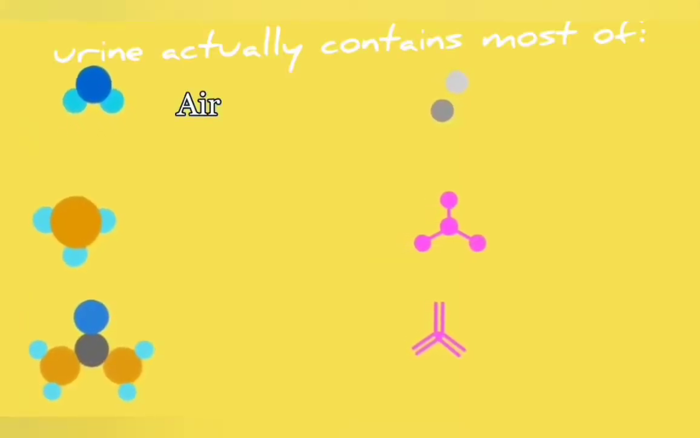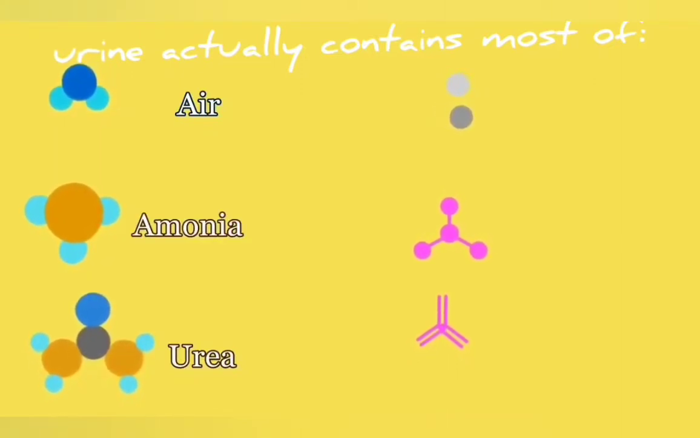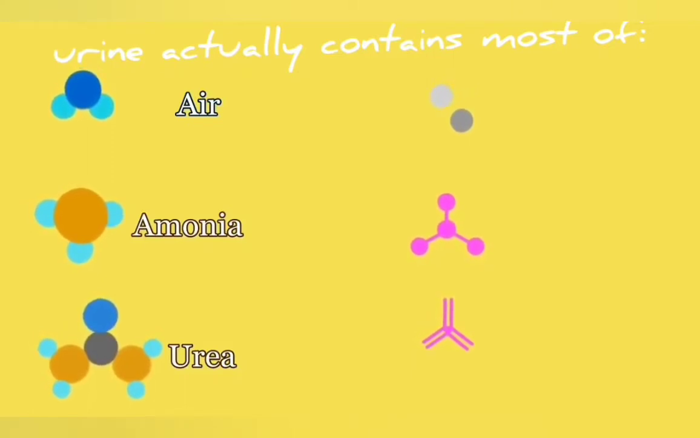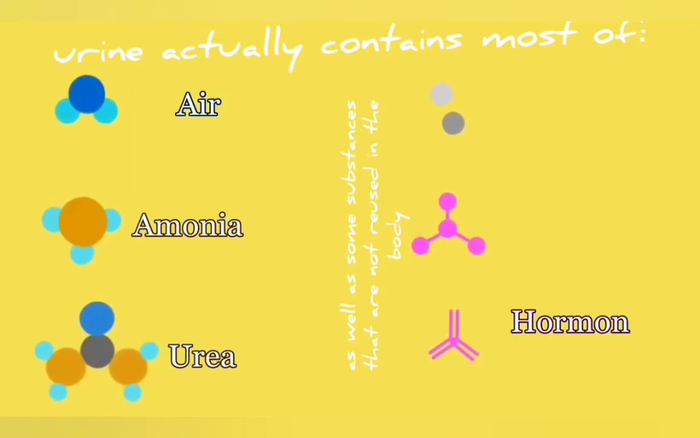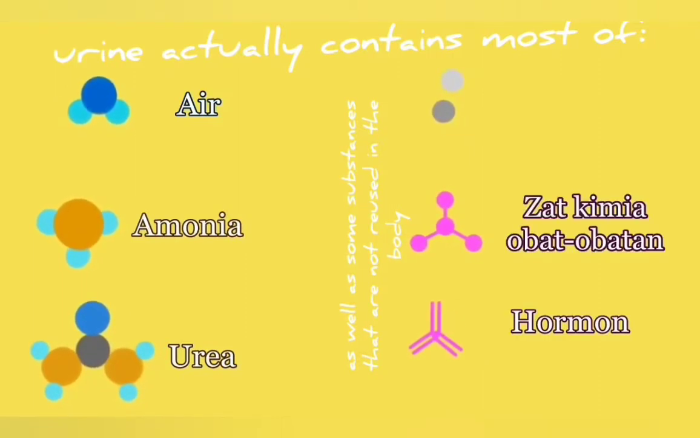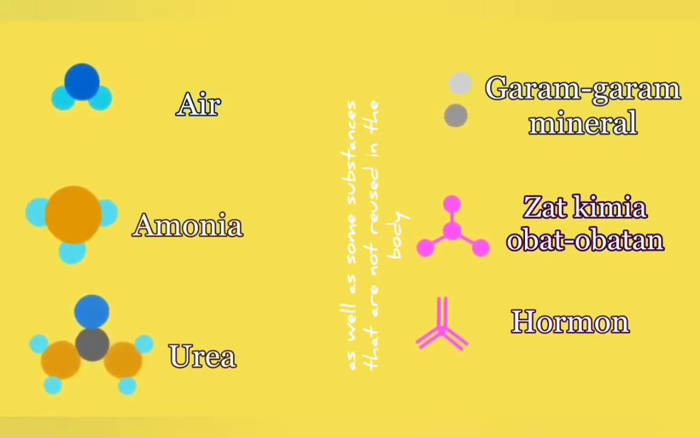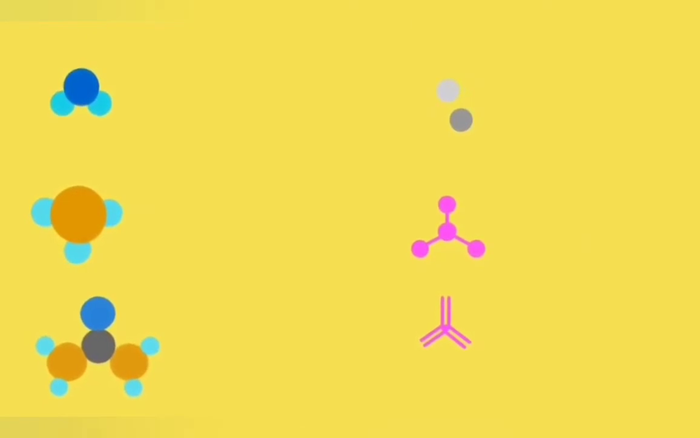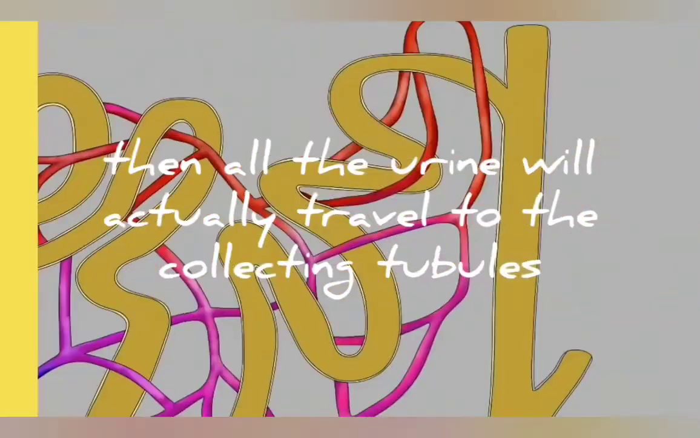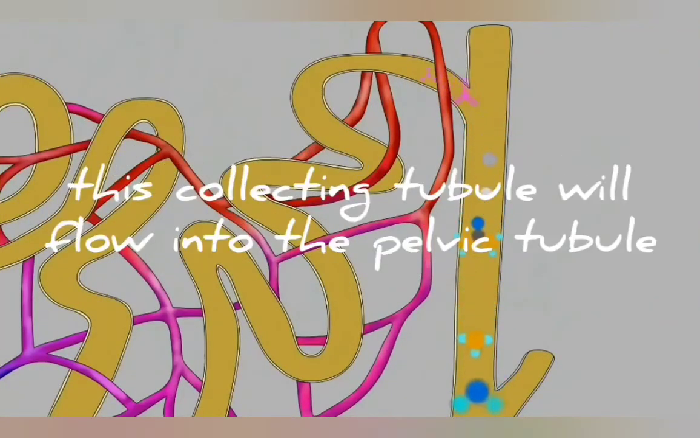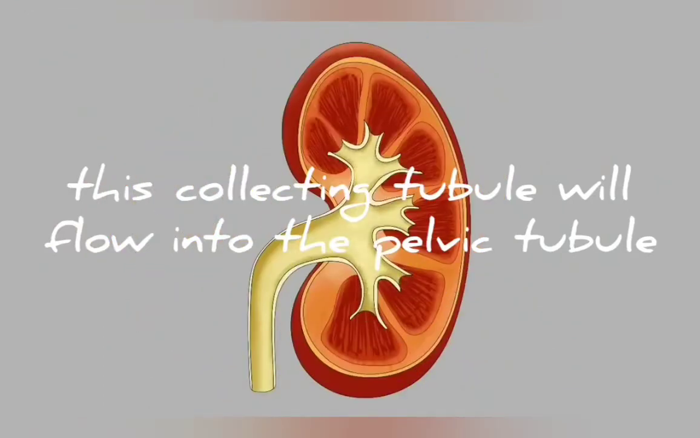Actual urine contains mostly water, urea, ammonia, as well as some substances that are not needed by the body, hormones, and mineral salts. Then all the urine will travel to the collecting tubule. This collecting tubule will flow into the renal pelvis.